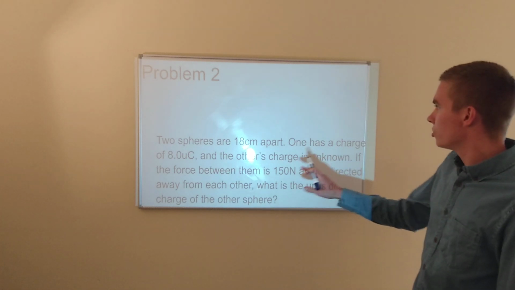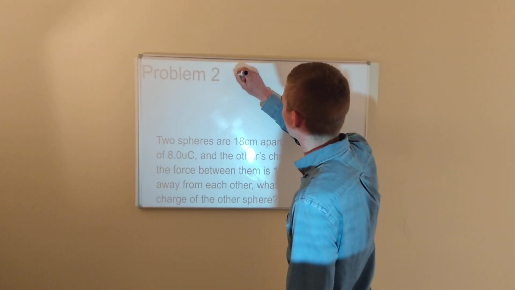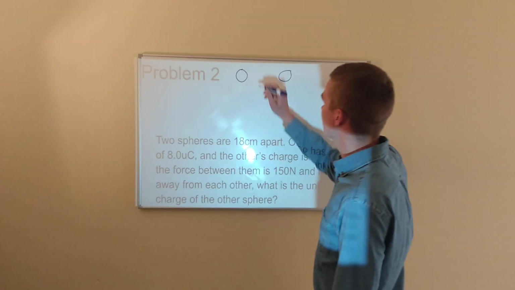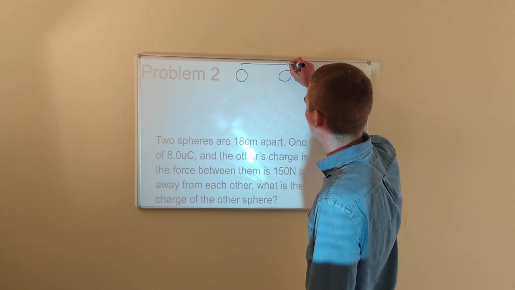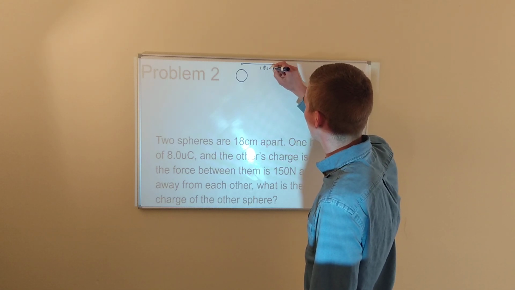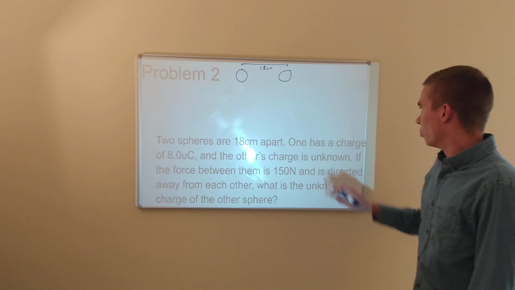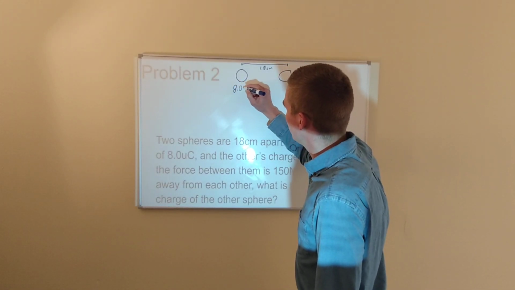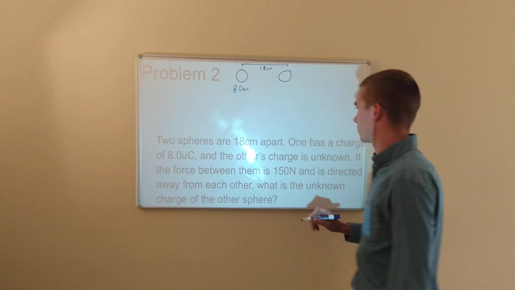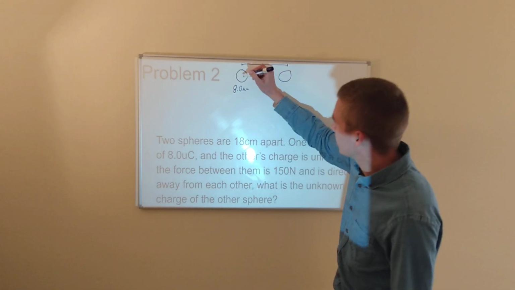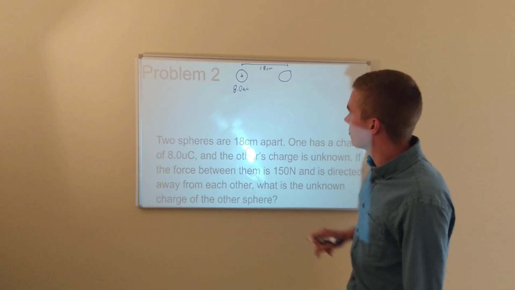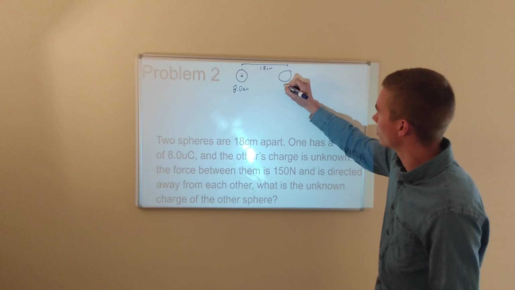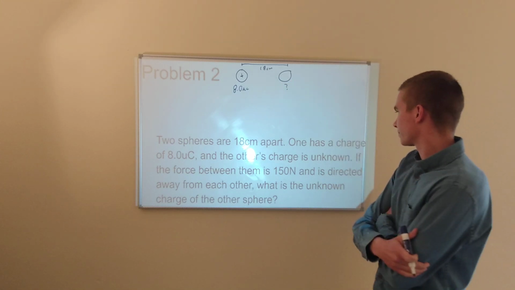So I know that there's two spheres, and I know that they're 18 centimeters apart. Okay? One has a charge of 8 microcoulombs. All right? And that's going to be a positive charge because that's positive 8 microcoulombs. Okay? But the other one is unknown. So we don't really know what that is.